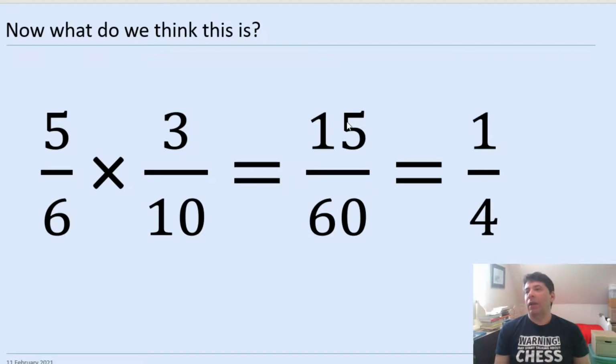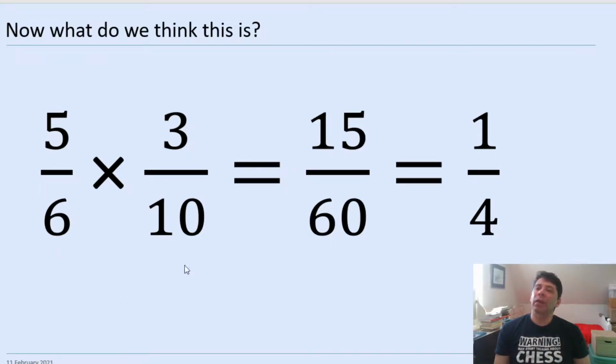We could have actually taken this in 2 steps. So we could have divided by 5. 15 divided by 5 is 3. 60 divided by 5 is 12. 3 over 12. And then we could again divide them both by 3. 1 over 4. So we could have taken it in steps. It's a matter of taste, really.